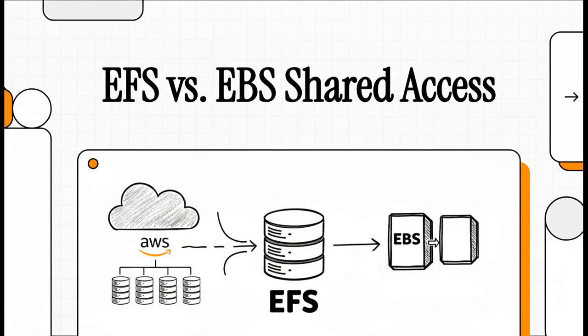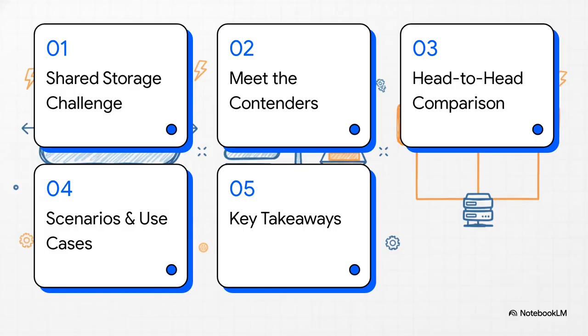Today, we're diving into a decision that can seriously make or break your app on AWS, and that's shared storage. We're going to compare two really powerful but totally different ways to do it. And trust me, picking the wrong one can lead to some major headaches like performance nightmares or even, yikes, data corruption.